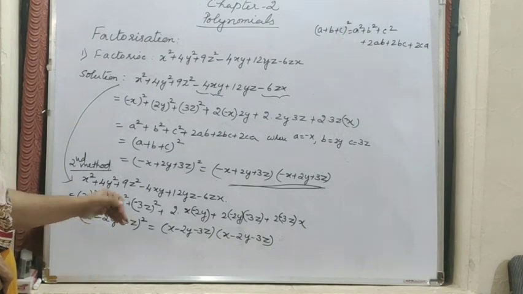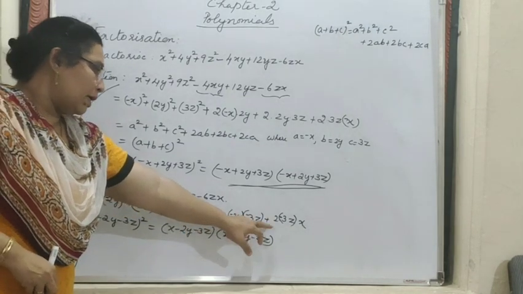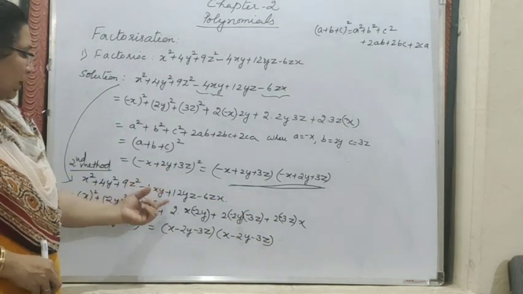So y also we have to change, z also we have to change. Y I changed to minus, y and z here, z here. So all these terms I made minus. Then you can multiply and cross check.